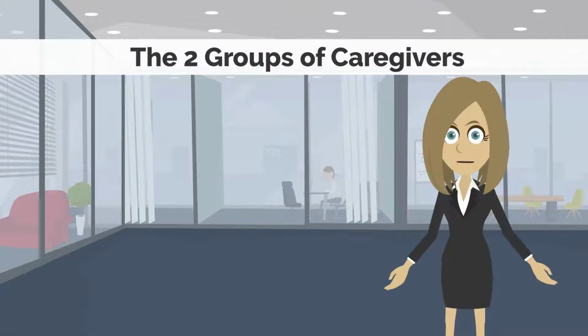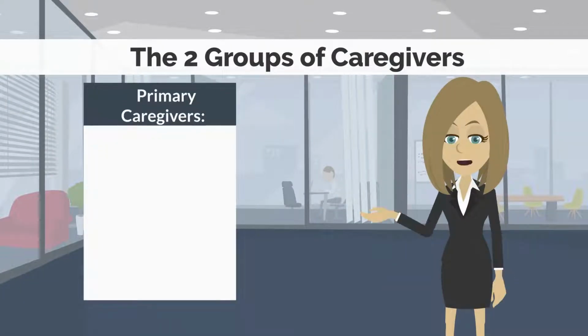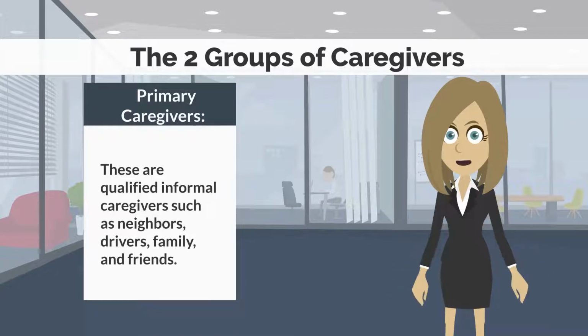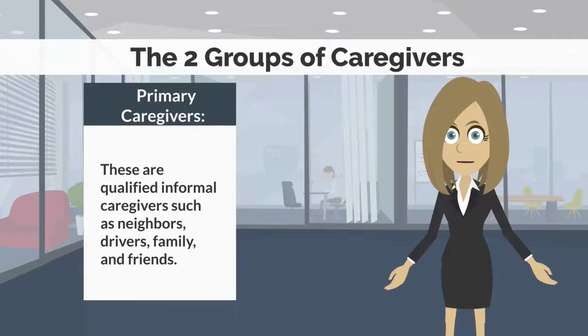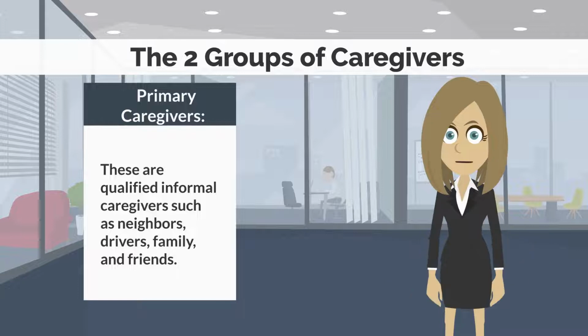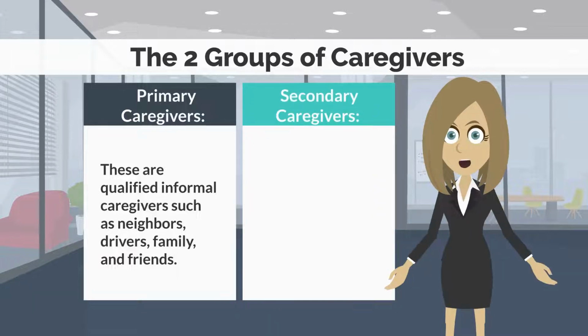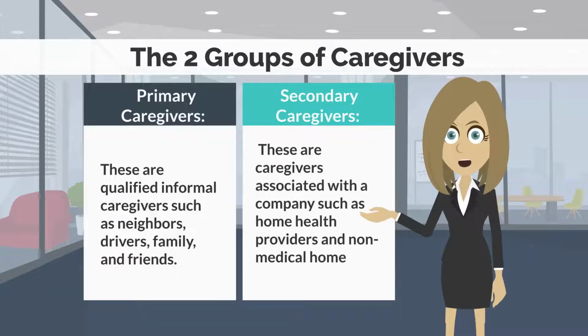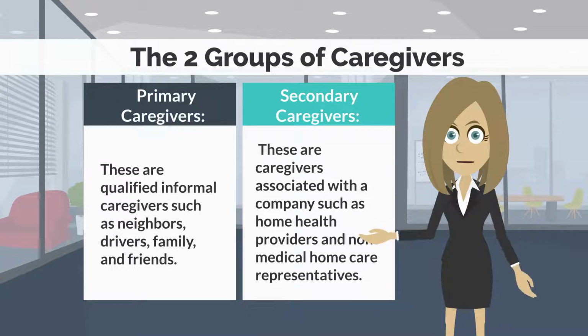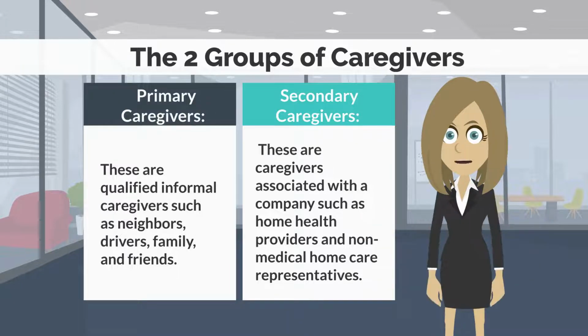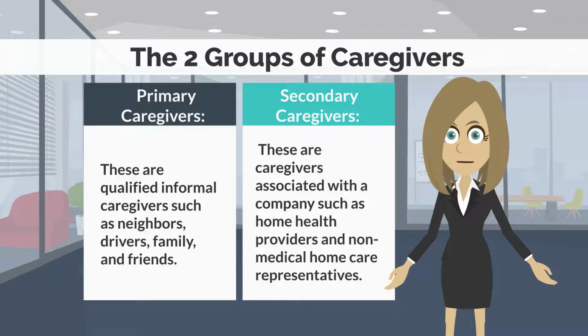The first group is primary caregivers, who are the qualified informal caregivers that go unpaid but still have more responsibility on your care team, such as neighbors, drivers, family, and friends. And the second group of caregivers are the secondary caregivers. These are caregivers associated with the company, such as home health providers and non-medical home care representatives.